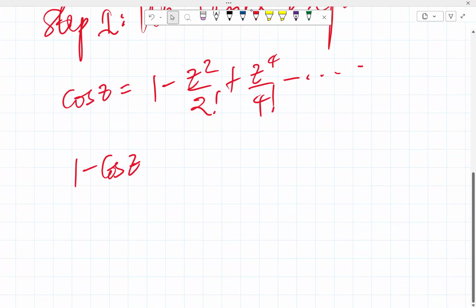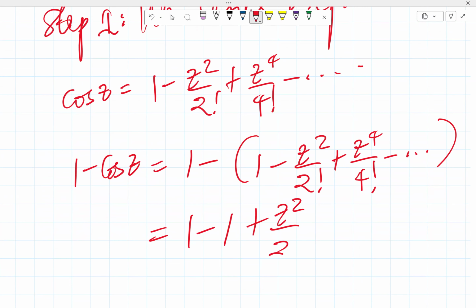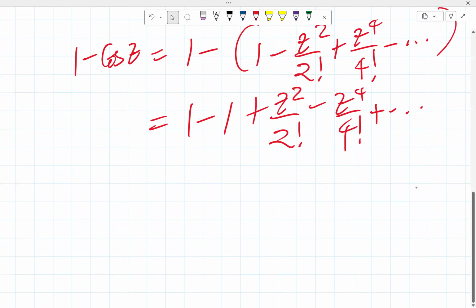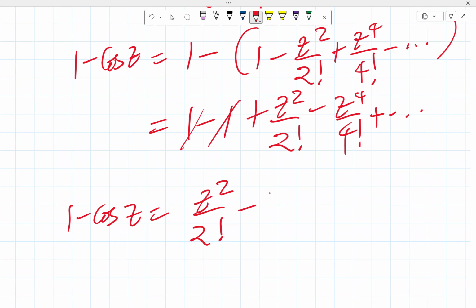So 1 minus cos z is equal to 1 minus, in brackets, 1 minus z squared over 2 factorial plus z raised to 4 over 4 factorial minus all that. So that means we have 1 minus 1 plus z squared over 2 factorial minus z raised to 4 over 4 factorial, because you have a minus outside, it changes the sign inside. So plus all the rest now. In this case, 1 cancels 1. So it means that 1 minus cos z is actually z squared over 2 factorial minus z raised to 4 over 4 factorial plus all that.